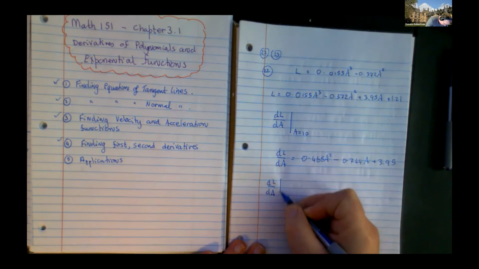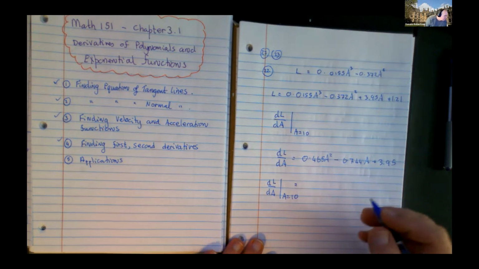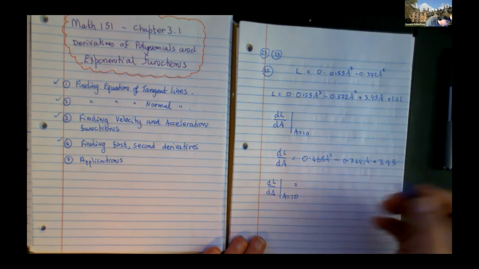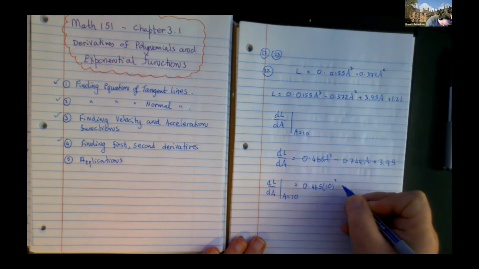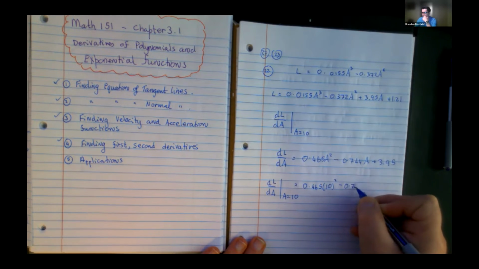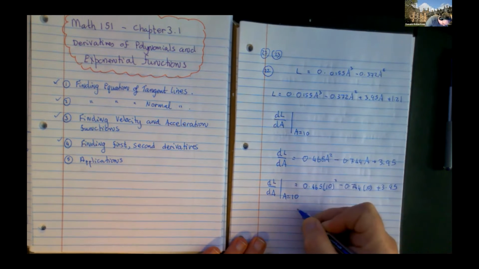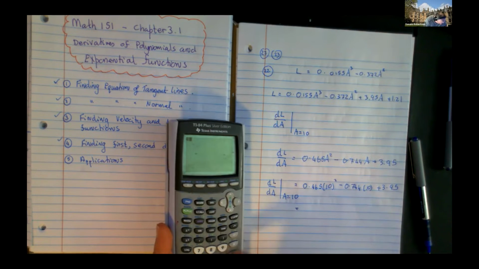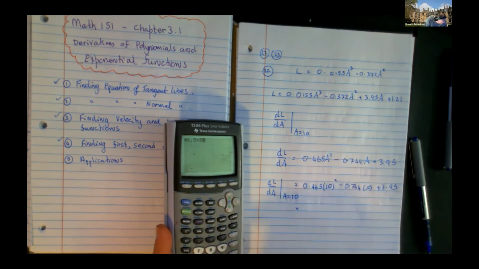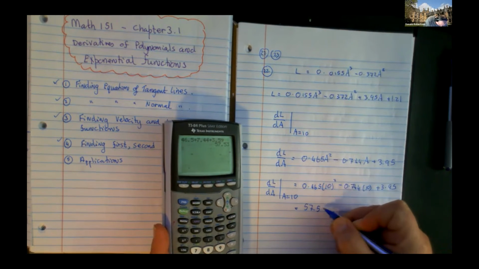And we're going to evaluate the derivative at A equals 10 years. So this is what a 10-year-old Alaskan rockfish, this would be its length, typically. 0.465 times 10 squared, take away 0.744 times 10, add 3.95, and that's why we have calculators. So that's going to be 46.5 plus 7.44 plus 3.95. And we would get, or I got, that.